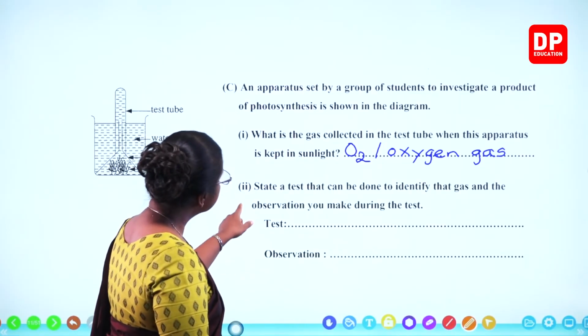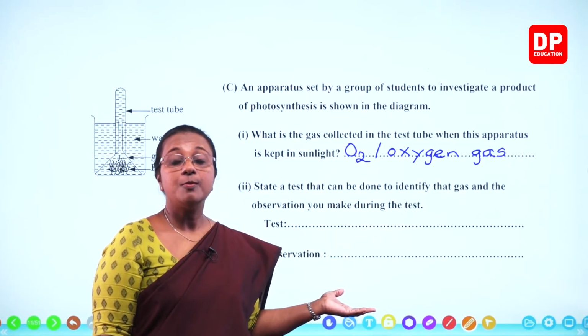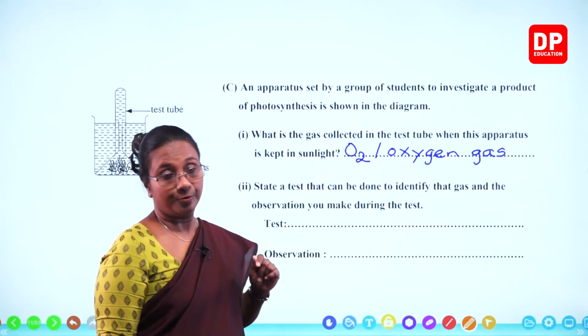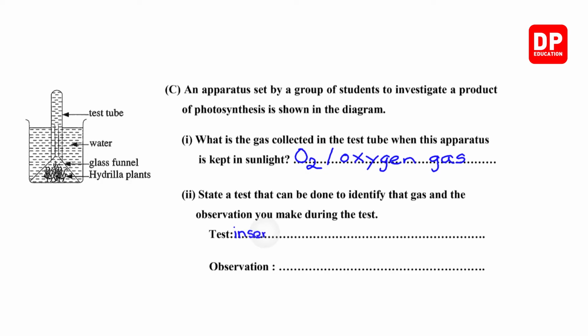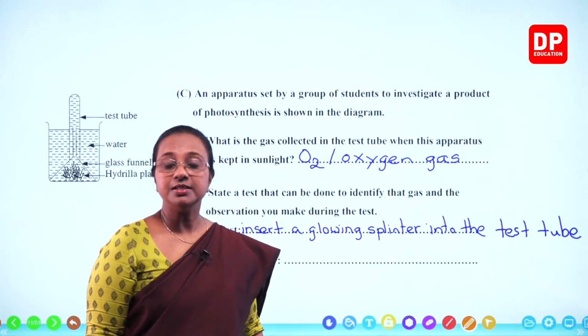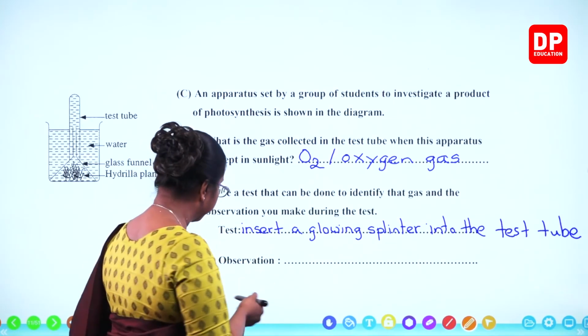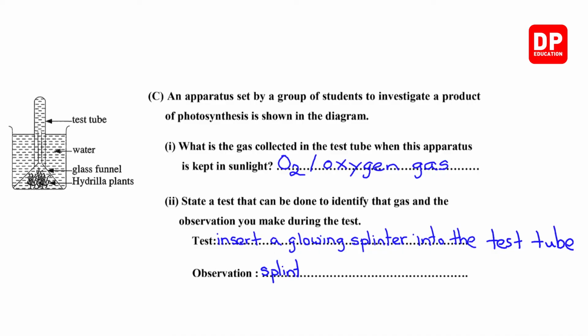Then, the second part. State a test that can be done to identify that gas and the observation you make during the test. So, I mentioned the test to you all. What do you do? You insert a glowing splinter into the test tube. So, you have to write that. Insert a glowing splinter into the test tube. That is very important. What will be the observation? The splinter will burn brightly, or it will burn with a bright flame. So we can say splinter burns with a bright flame.